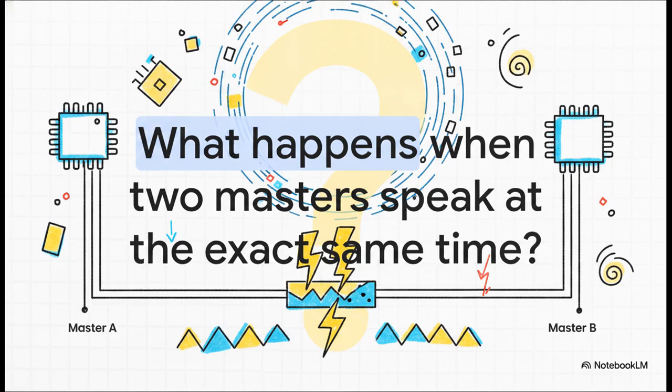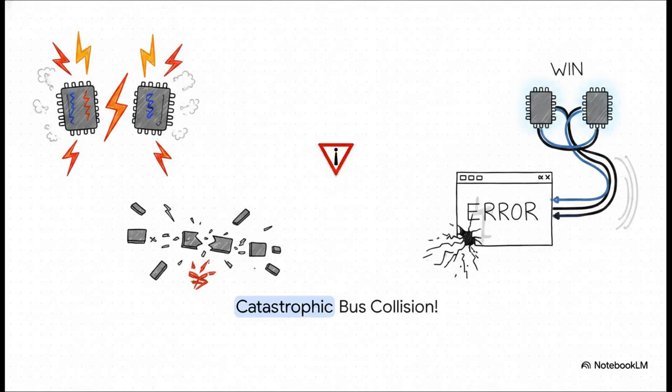Just imagine you've got a multi-master system. Two microcontrollers, let's call them Master A and Master B, are sitting on the exact same bus. And they both decide to start transmitting data at the exact same microsecond. Now, in almost any other digital protocol, this spells absolute software disaster. You're talking corrupted packets, massive CPU interrupts, forced retransmissions, and just a whole lot of software overhead trying to untangle the mess. Normally, you'd totally expect a catastrophic bus collision.